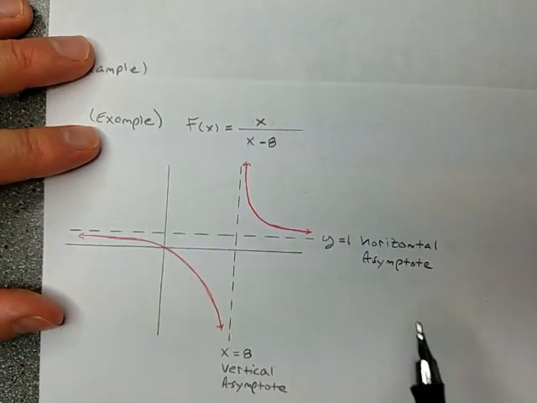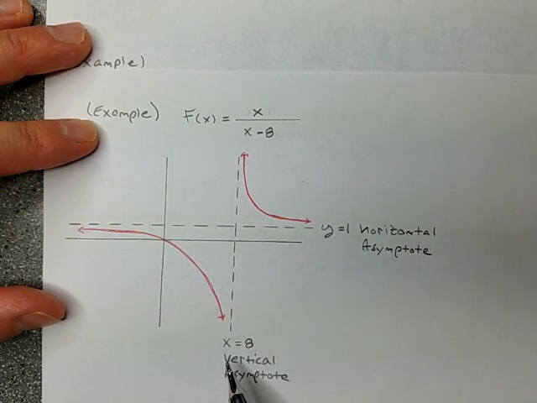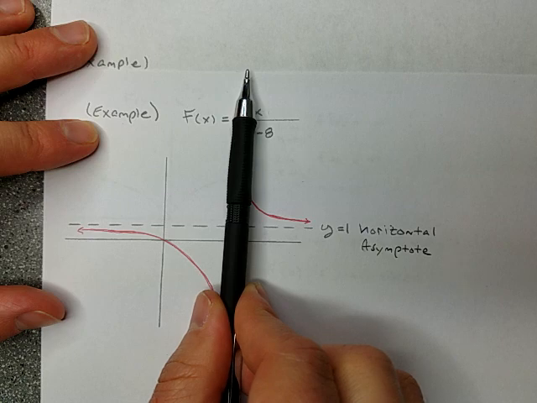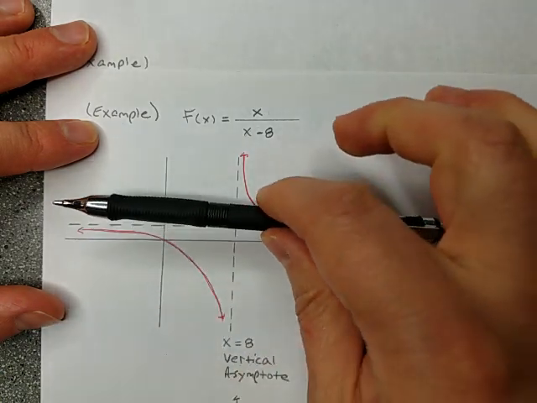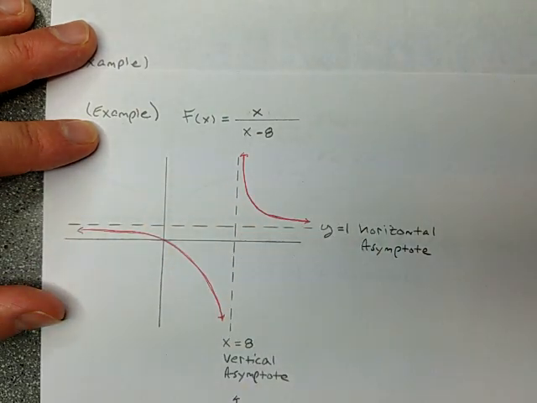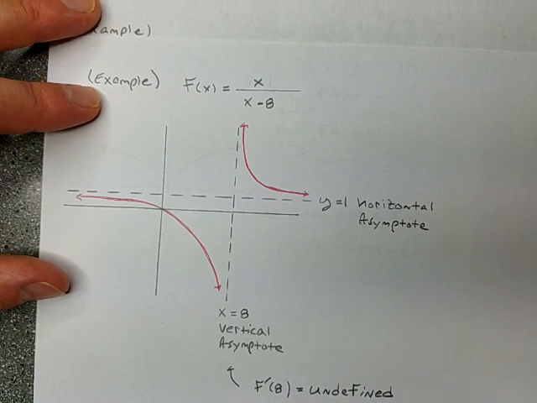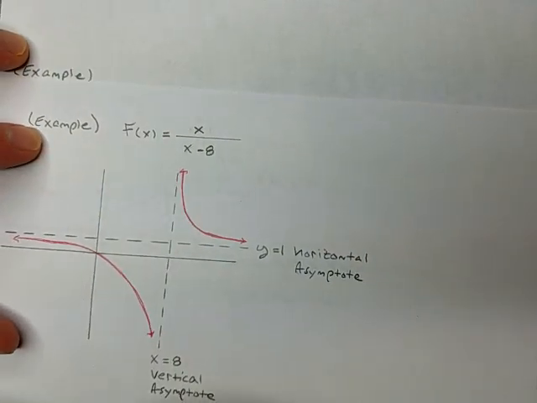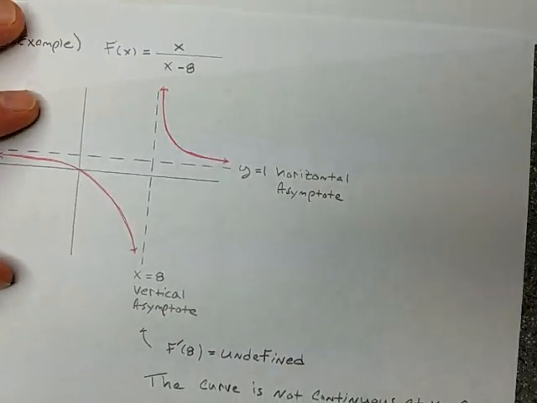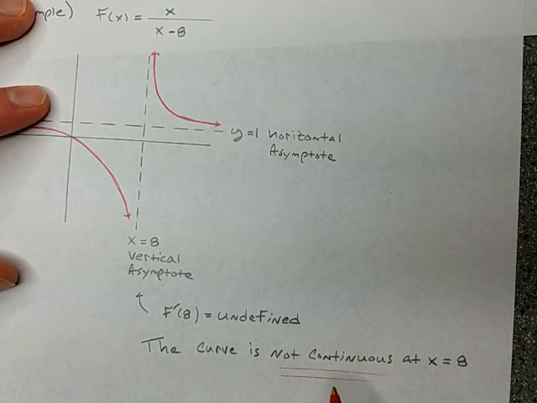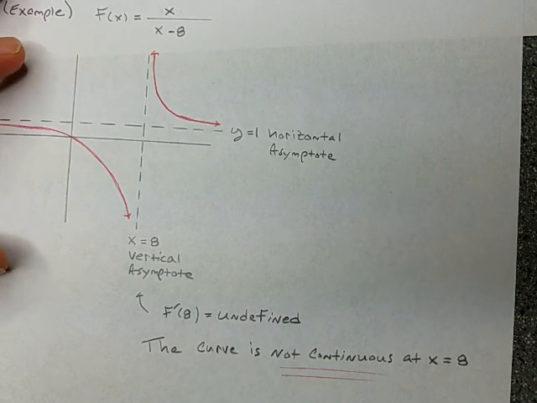This one right here is a graph that has a horizontal and a vertical asymptote. Vertical asymptotes like so, where the curve forms around it vertically, and horizontal asymptotes like so, where the curve forms around it horizontally. Now, it's not continuous at 8, right? There is no continuity of the curve across that vertical line. Now, if a curve is not continuous anywhere, that means the derivative is also undefined.